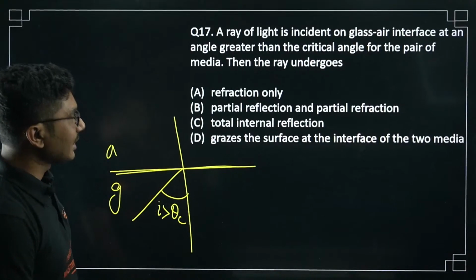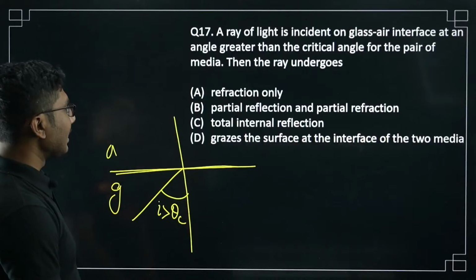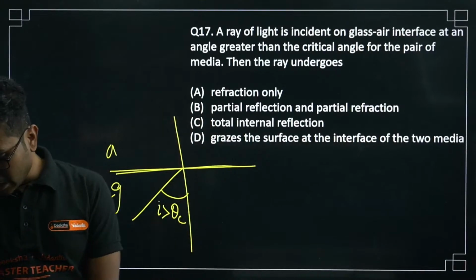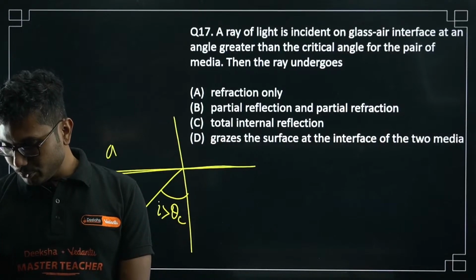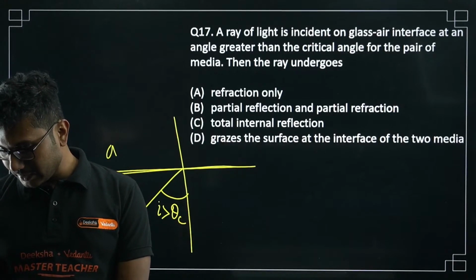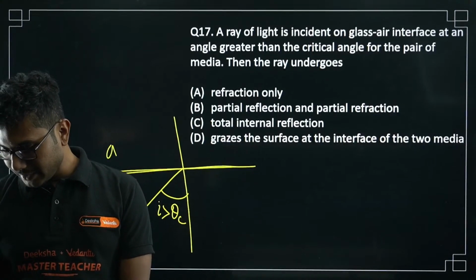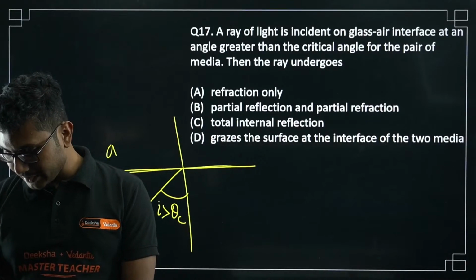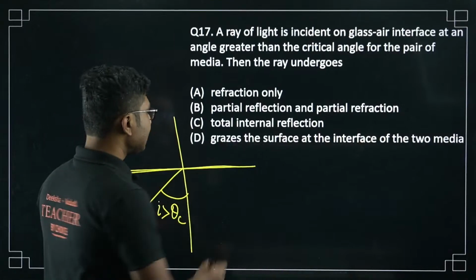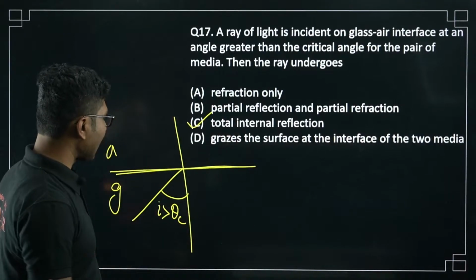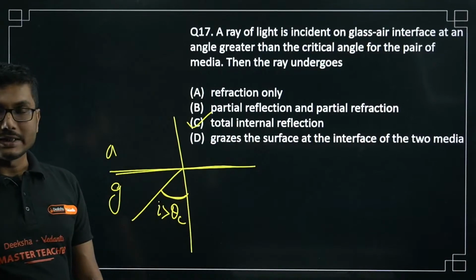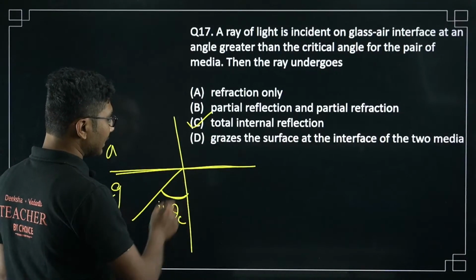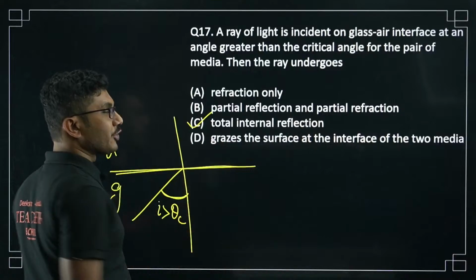Partial reflection, partial refraction, total internal reflection grazes the surface at the interface of the two media. Okay, which one is the answer? Yes, so it will be total internal reflection. As long as the angle is more than theta c, it will be total internal reflection. In case the angle is equal to theta c, then option D would have been the correct answer.